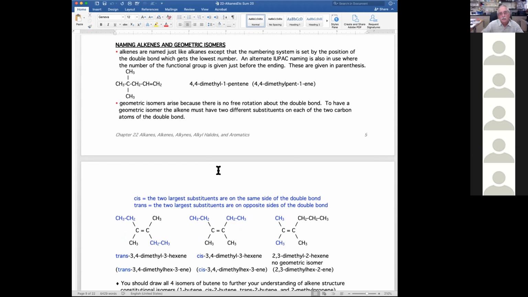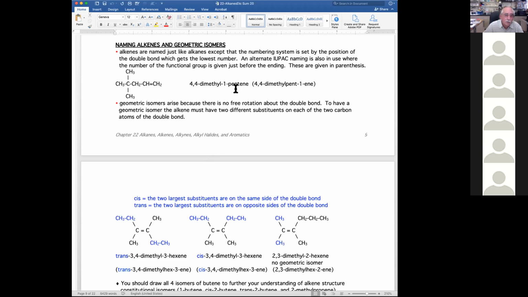So naming alkenes, these have double bonds and geometric isomers. You name them just like alkanes, except the numbering system is set by the position of the double bond. You're going to name this as an alkene. So the alkene is taking dominance over how you name the molecule. That means I have to find the longest continuous chain that includes the double bond. So it's going to be 1, 2, 3, 4, 5, no matter what I do. So the root name is not pentane, but pentene.